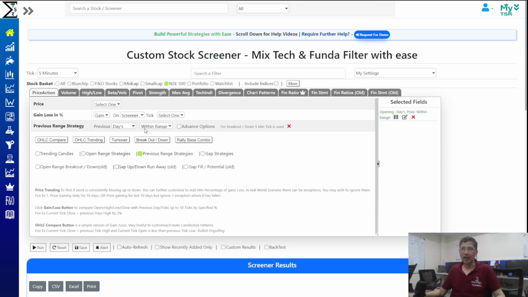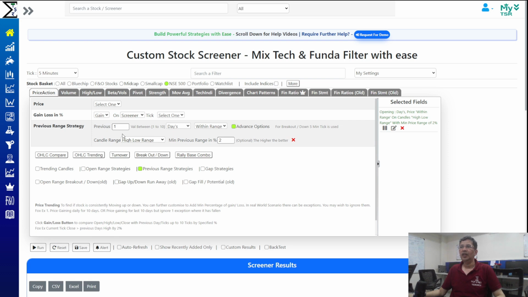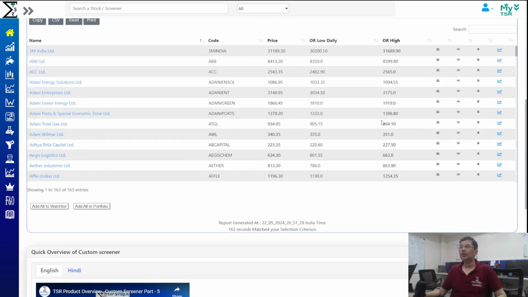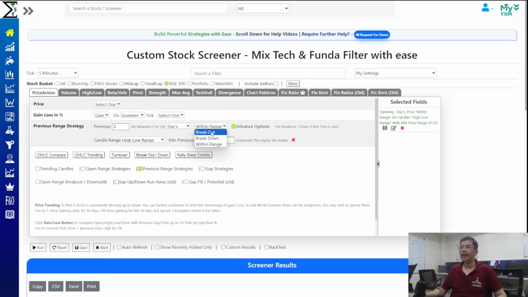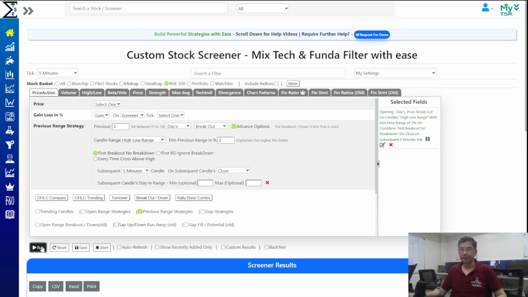You have an option of going into advanced. So when you click on advanced strategy, you get more options. You can choose previous 1 day or 2 days. So let's say we go for previous 2 day breakout, using the high lows of the previous 2 days as the range, and the minimum range between high to low is 2%. When we click run, we get okay. So let's look at breakout and run this.